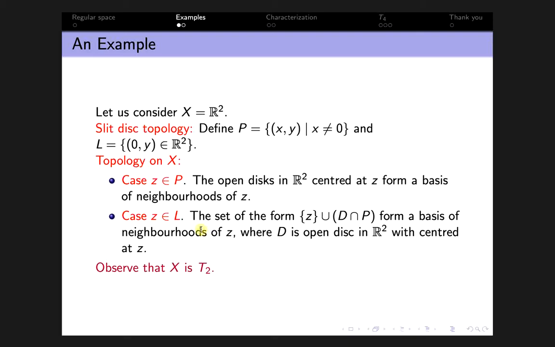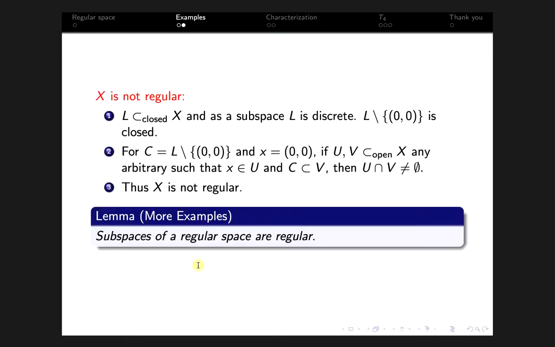Hausdorff, because if you take any two points Z1 and Z2 from R2, then there are disjoint open disks. Those disjoint open disks will provide you open neighborhoods of Z1 and Z2 in the slit disk topology. Those are disjoint. Okay, so observe that X is Hausdorff, that is T2, but X is not regular.